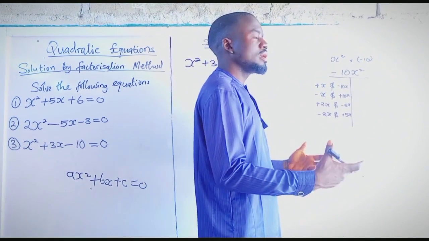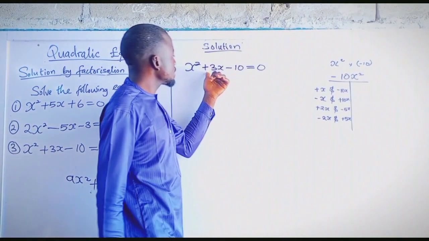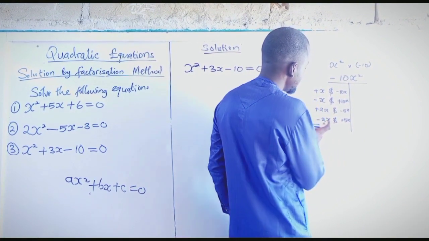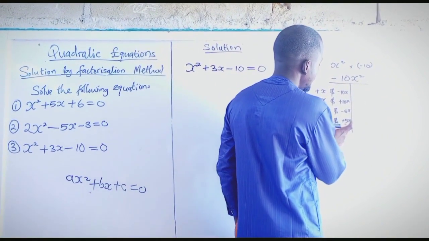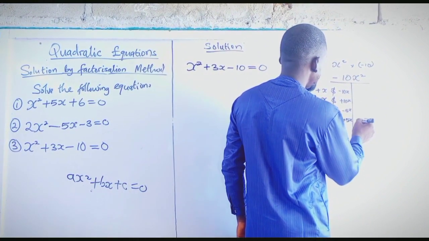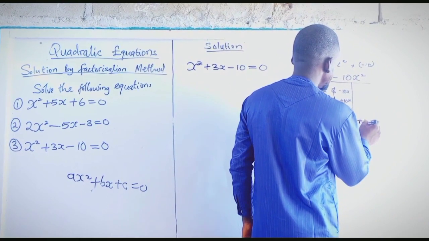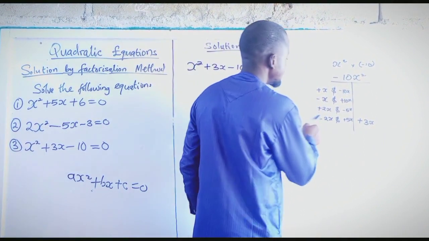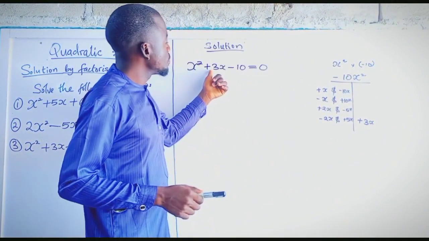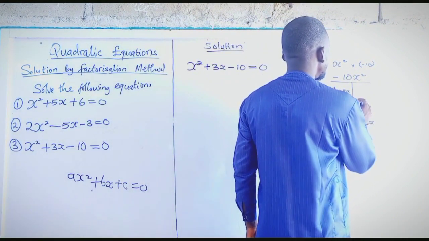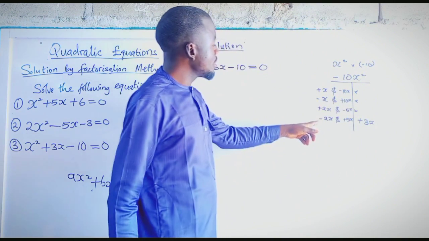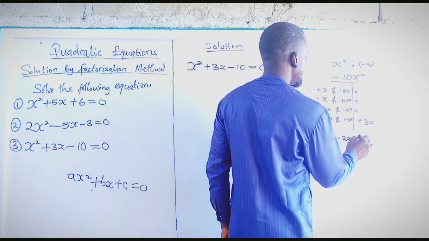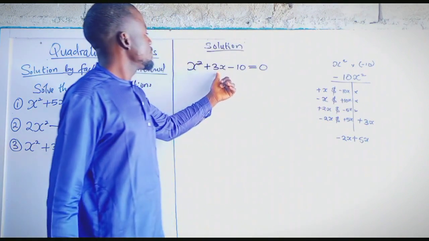So let's look at which of the factors sums up to give us plus 3x. Let's start from down. Minus 2x plus 5x gives us plus 3x. So without waste of time, these are the only factors that will sum up to plus 3x. This one doesn't hold, this one doesn't hold, and this one doesn't hold. So we are going to substitute minus 2x plus 5x in place of 3x.